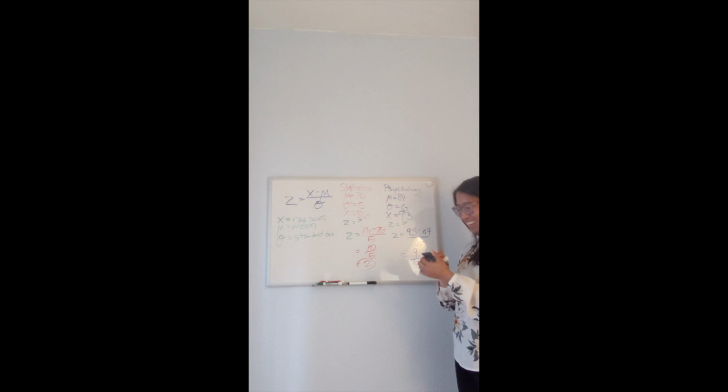This is why we have a calculator. Oh, sorry, wait, 90? Wait, what am I doing? 9 divided by 6? 1.5. So that's the z-score.